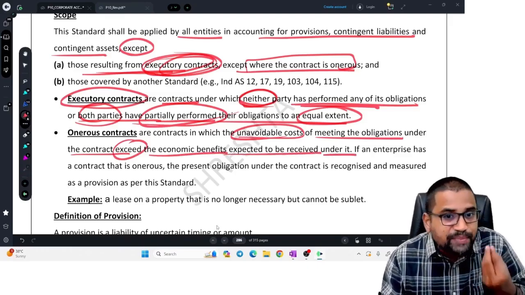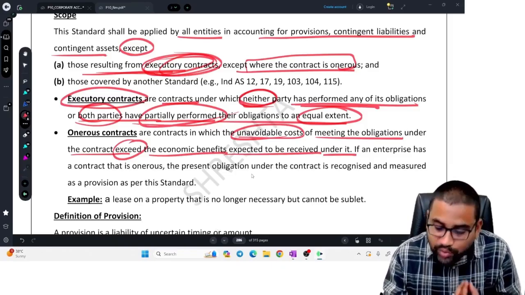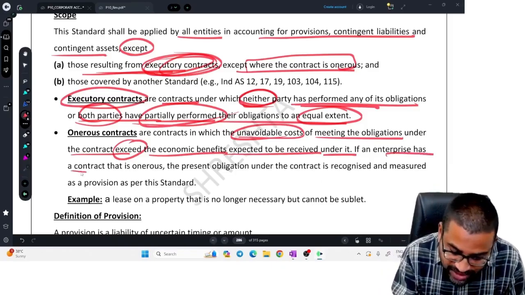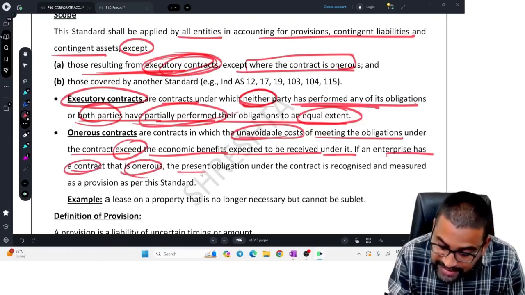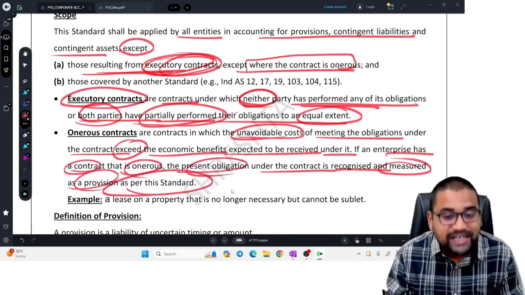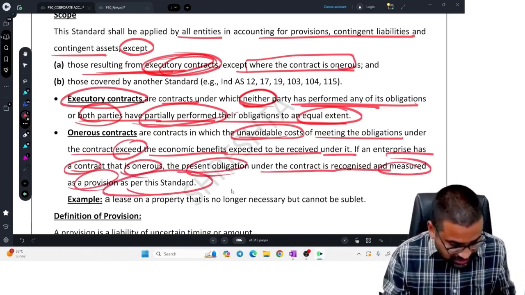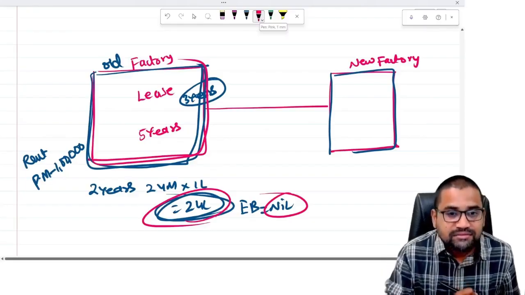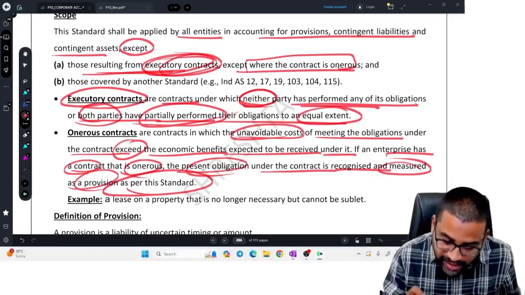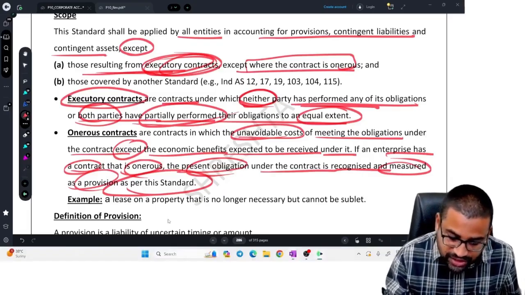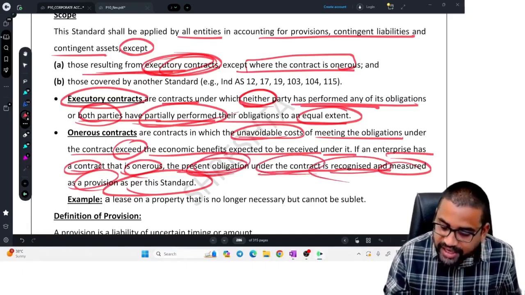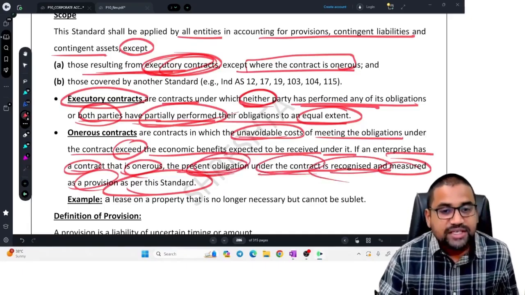What benefits we are expecting to receive from it, and what is the unavoidable cost of meeting the obligation. If an enterprise has a contract that is onerous, the present obligation under the contract is recognized and measured as a provision as per this standard. So they will ask, suppose in this case, will you create a provision? Yes, present obligation 24 lakhs, you create a provision. Whenever the contract is onerous in nature, the present obligation under the contract is recognized and measured as a provision in this standard.